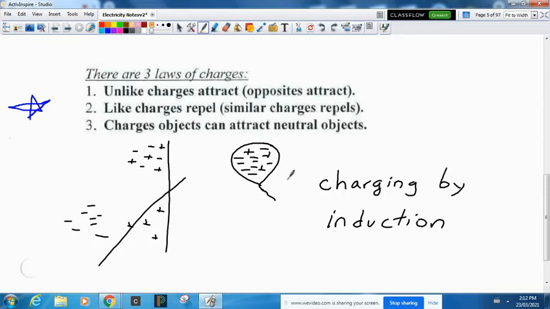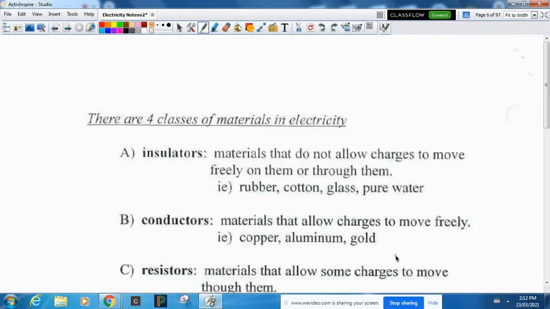Now, can this be done to make a permanent charge? Because as soon as you pull that balloon away, these negatives are just going to come back. Well, if you push it close by and you push the negatives there, and then you take a samurai sword and you chop the front of this off, this part will remain plus, that part will remain minus. You can actually do charging by induction.